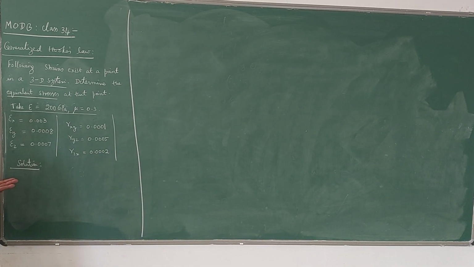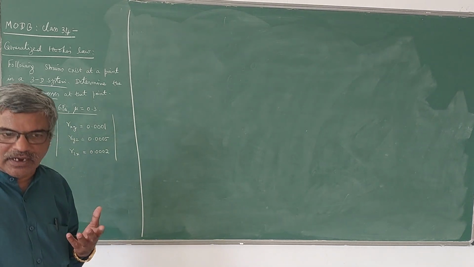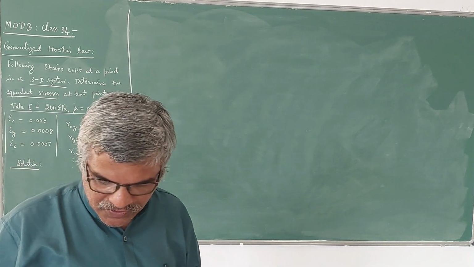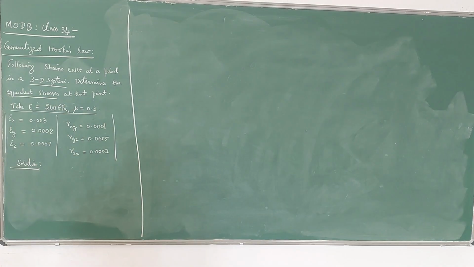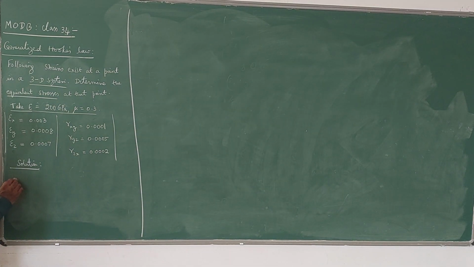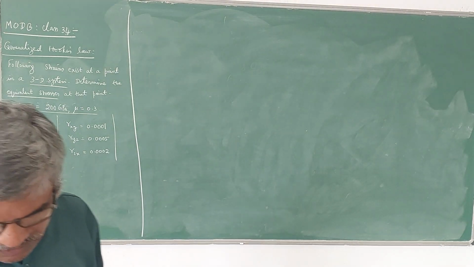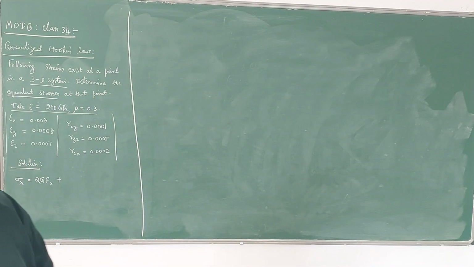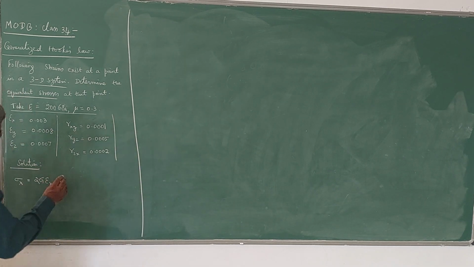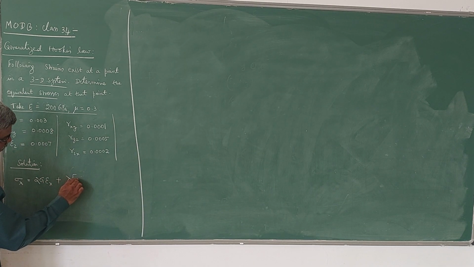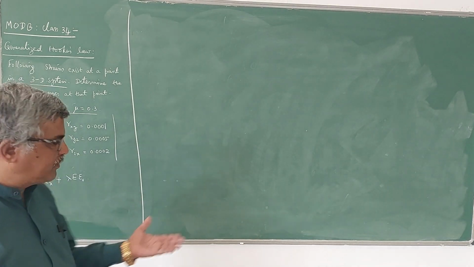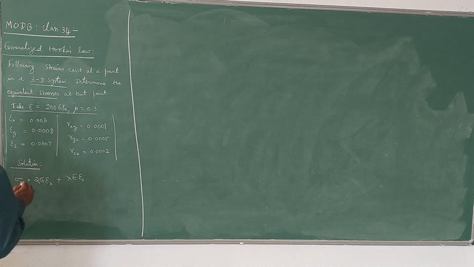So let us write down the generalized Hooke's law, the Lame's equations, to find out the stresses. So the equations are like this: sigma x is equal to 2G epsilon x plus lambda into E into epsilon v. This equation we have just derived in the earlier video class. You can just refer to that.